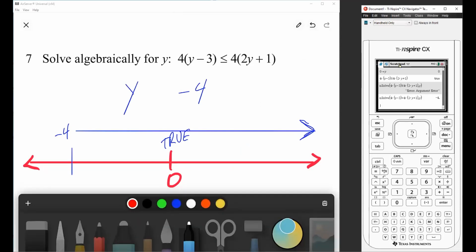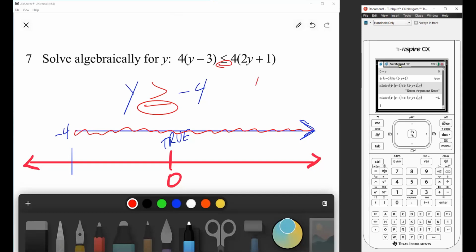I'm going to change this so you can see it. It's going to be y is greater than or equal to a -4. So that means anything over here to the right is going to be part of the solution. And you have to have this equal sign underneath because we started with an equal sign underneath. So this would be the answer.